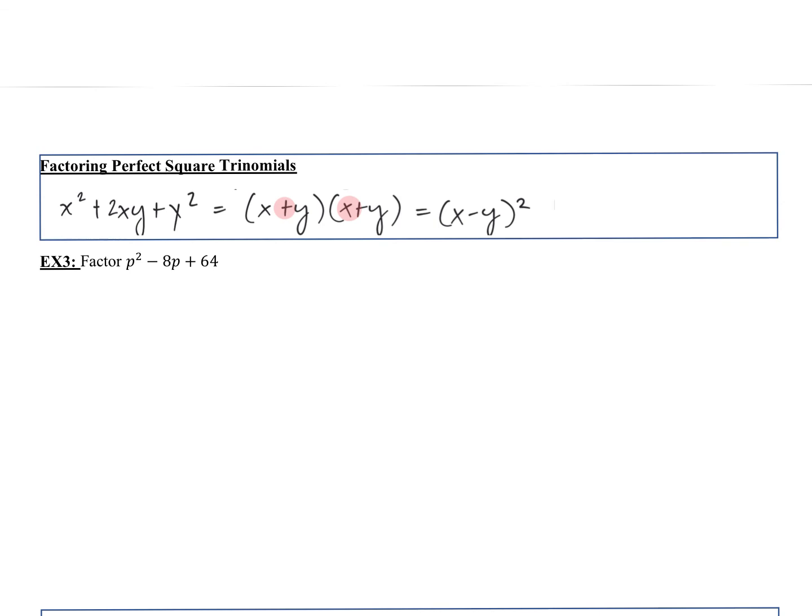Okay. So that was the plus version, and then we also have the negative version. If we have x squared minus 2xy plus y squared, we can factor that perfectly into the exact two terms x minus y, which we can rewrite as x minus y squared. Now, how can we identify these?